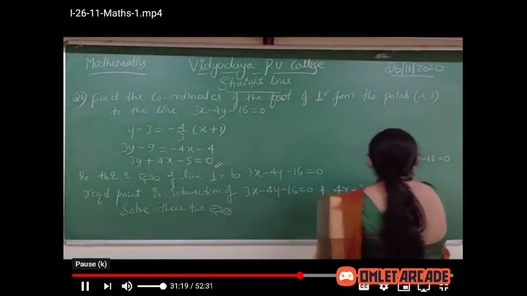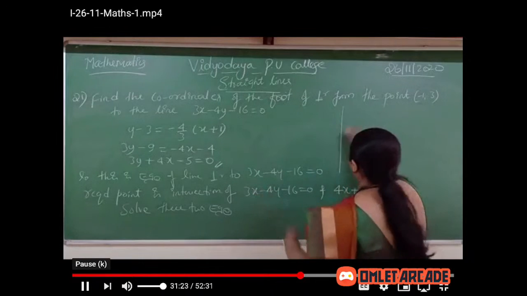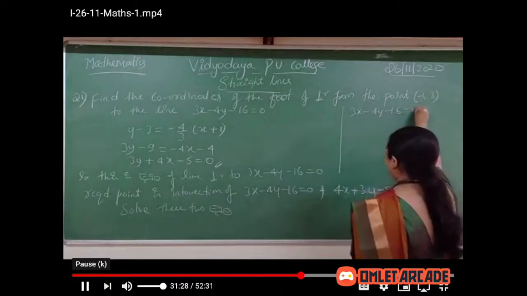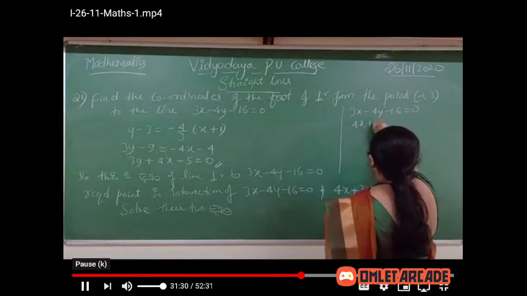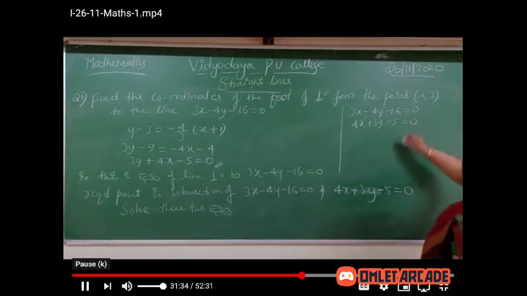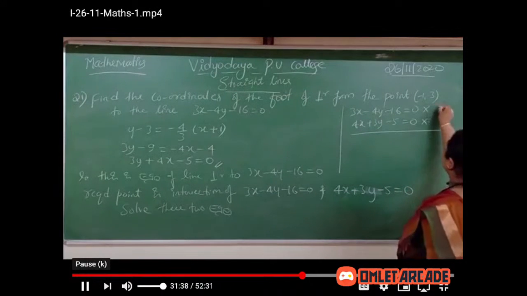Let me write it here now. Okay, I hope I have taken a picture. Let me solve. What we have? 3x minus 4y minus 16 is equal to 0. 4x plus 3y minus 5 is equal to 0. Isn't it? How to solve these two equations? I hope you know how to solve simultaneous equations.